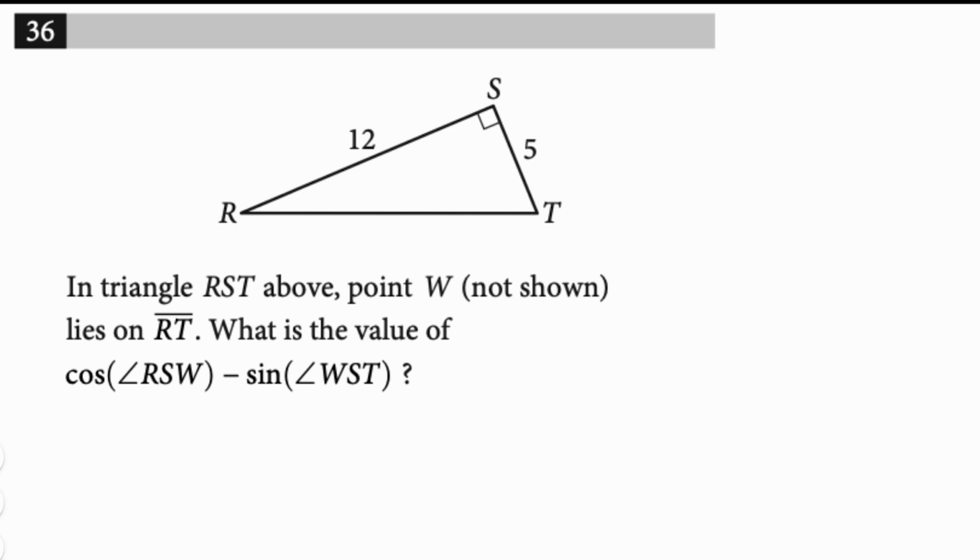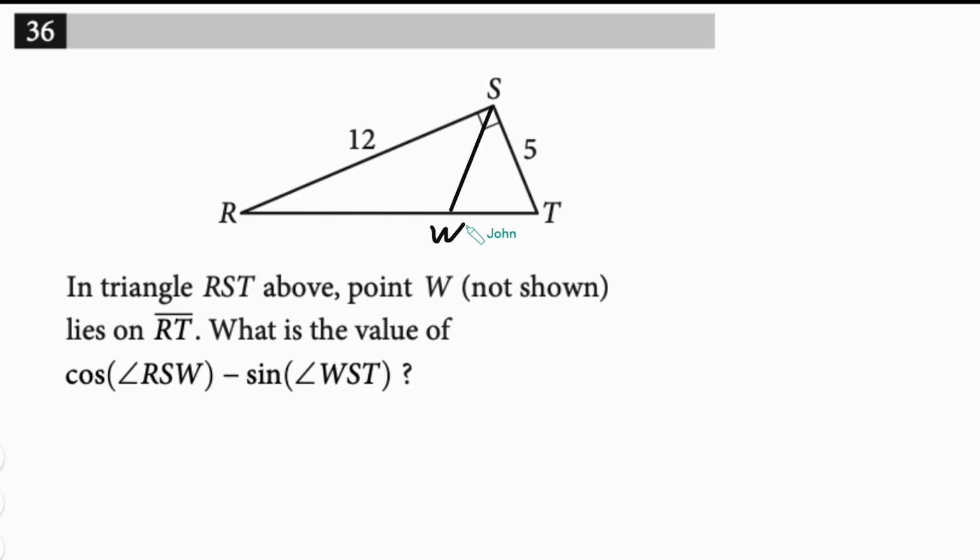In the triangle RST above, point W lies on RT. What is the value of cosine of angle RSW minus the sine of angle WST? We'll start by giving ourselves a W, and then if you miss that the cofunction identities are helpful here, good luck to you. But there are two big clues that we need them.